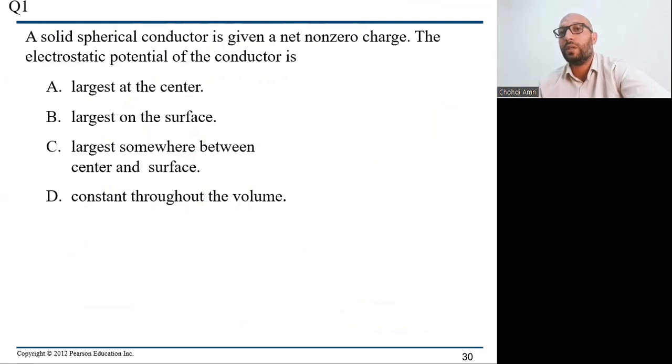We take some examples. A solid spherical conductor is given a net non-zero charge. The electrostatic potential of the conductor is: large at the center, large on the surface, large somewhere between the center and the surface, or constant through the volume. Are we talking about a conductor or an insulator? In this example, we have a conductor. What did we say for the conductor? In the conductor, where is it?